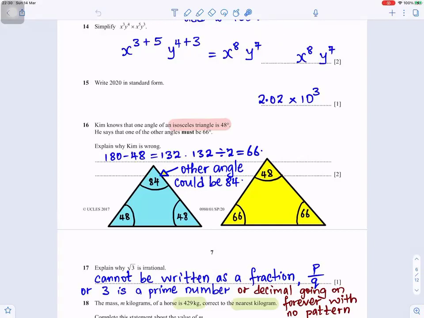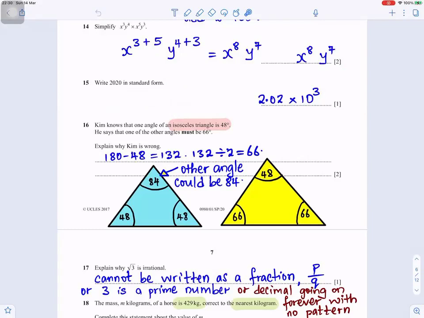Question number 15. Write 2020 in standard form. Standard form, the decimal point goes after the first number, so you put it after the 2. So it's 2.02 times 10 to the power 3. Because if you have 2.02, you're moving it 1, 2, 3 places. So that's why you get 10 to the power 3.